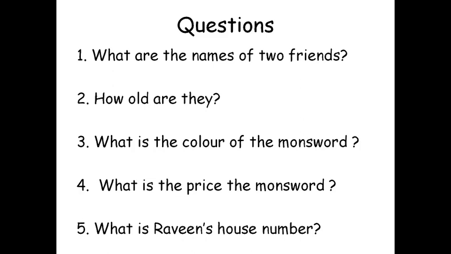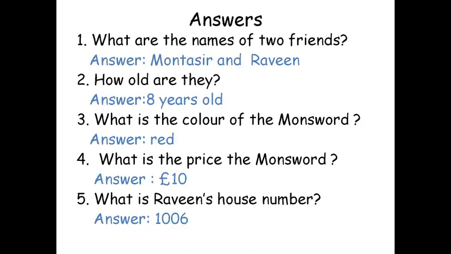Okay, I hope by this time you have found the answers for the 5 questions, and if you haven't, these are the answers. The two friends are named Montasir and Robin, they are 8 years old. Number 4, the answer is £10, and number 5, the answer is 1006. Now you can see here the 5 questions.